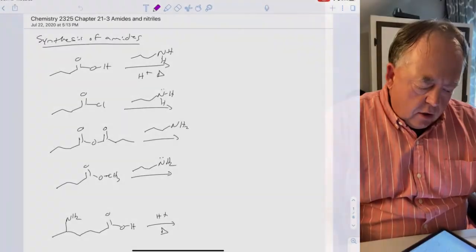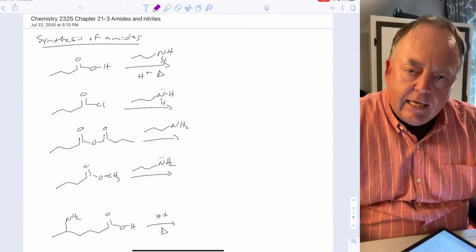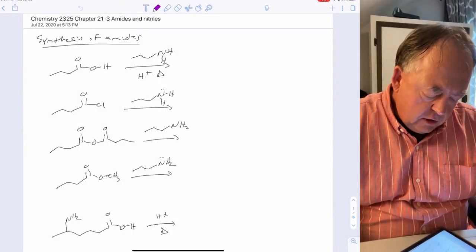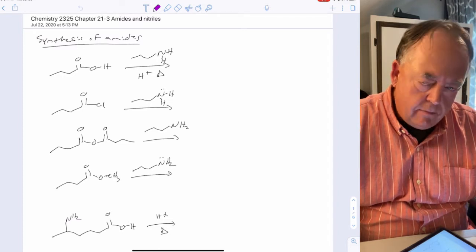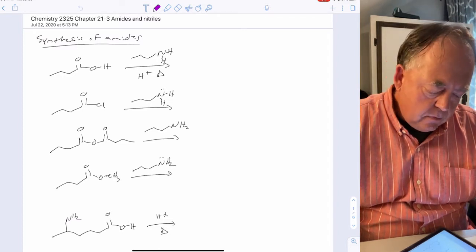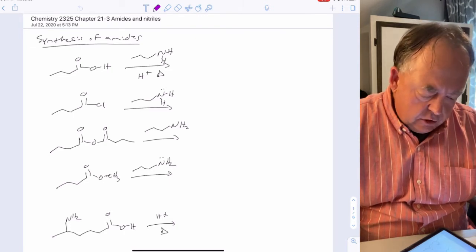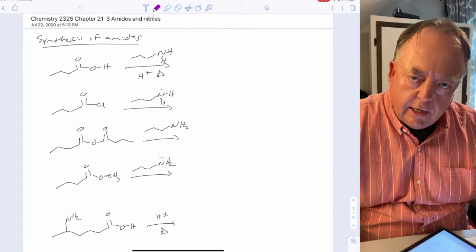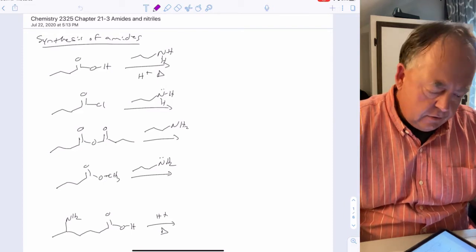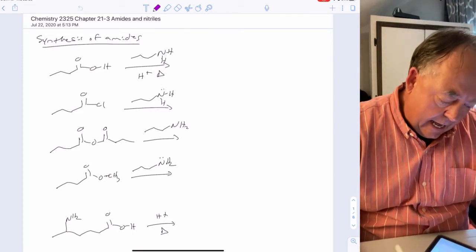So this will be the third lecture from chapter 21, so this will be the last lecture in chapter 21. In this lecture we'll look at how amides are made and the reactions that they undergo, and look at how nitriles are made and the reactions that they undergo, and then just remind ourselves of the spectroscopy of these different molecules. Okay, so how to make amides.